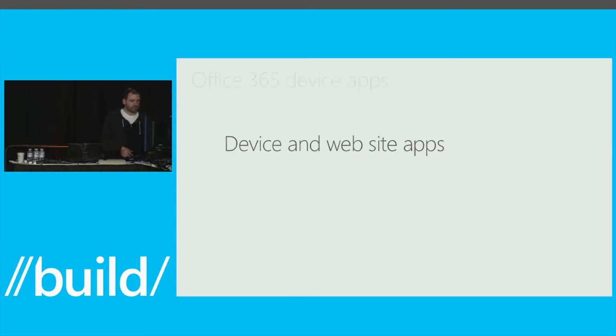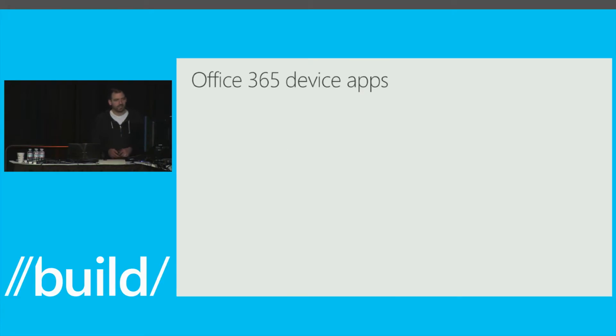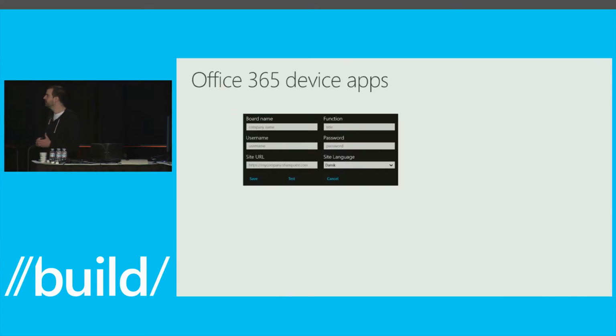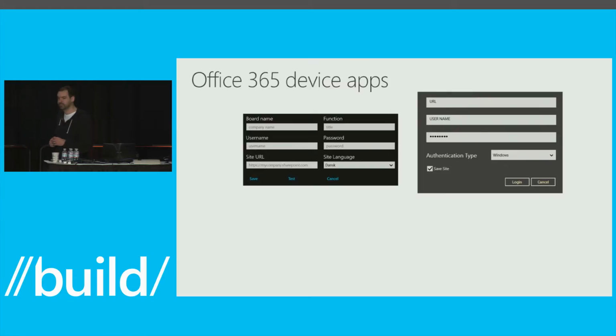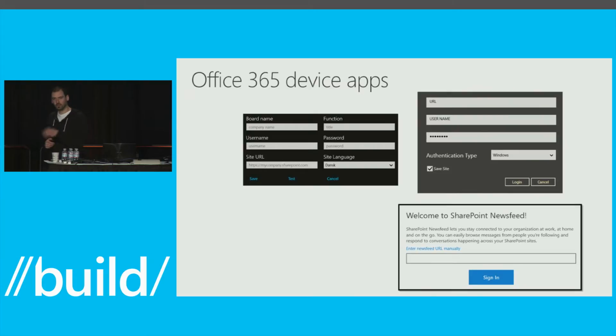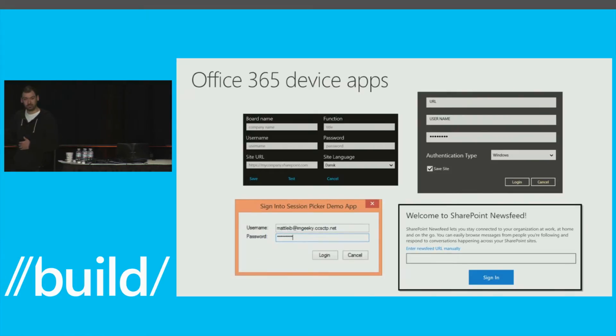And I'm going to start off by showing you the state of the world today for device apps that interact with Office 365. These are some screenshots of actual apps inside the Windows Store or inside other stores, in some cases actually built by Microsoft, and what they're doing in order to connect to Office 365 today. And you'll see a couple of big problems. They're not necessarily doing anything wrong. This is actually because of the poor story we have for doing device app consumption from Office 365.